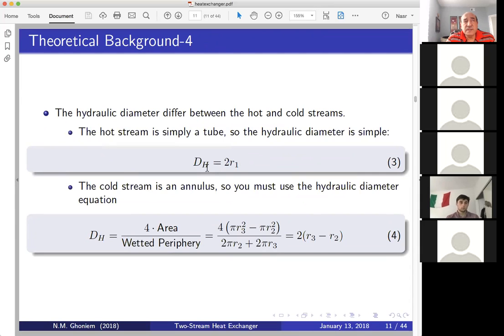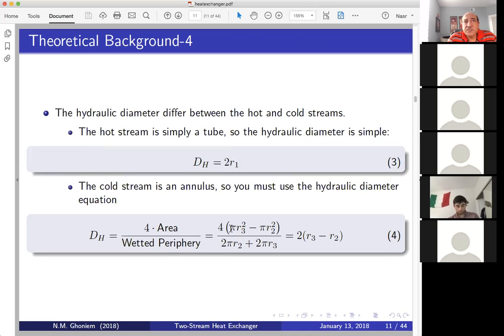we must calculate the hydraulic diameter of the pipe. Of course, if it is a round hollow pipe, then the hydraulic diameter is the natural diameter of the pipe, which is 2 times r. But if it is an annulus or any other shape, we use the hydraulic diameter definition, which is 4 times the area divided by the wetted periphery.